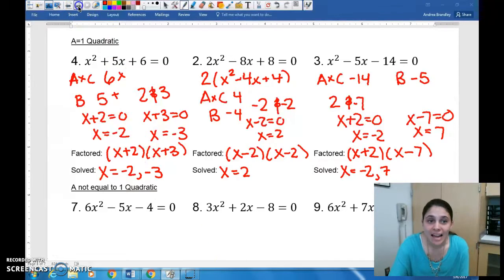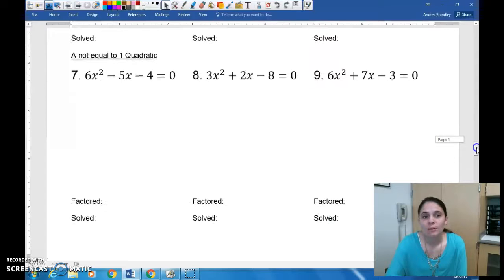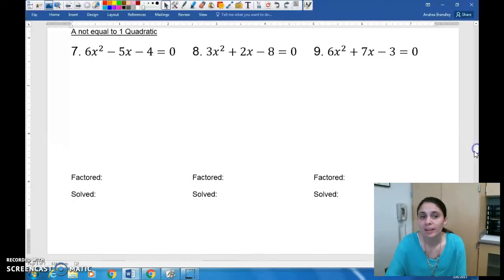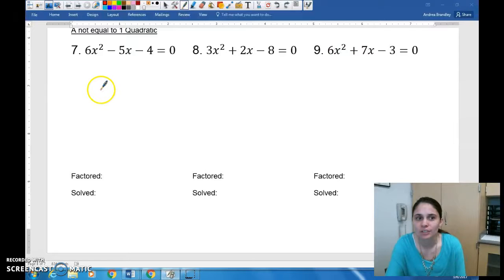All right, then the last type of factoring we're going to do is when a is not equal to 1. So this is why we practiced factoring by grouping, because that is how we're going to factor when a is not equal to 1. So in this case, a is 6 and 3 and 6. So we're going to have to use a different method. But we're going to start the exact same way. We're still going to start by seeing if there's a greatest common factor we can pull out. And in this case, there's only a 1, which at this point is not helpful. But when we're grouping, it will be helpful.